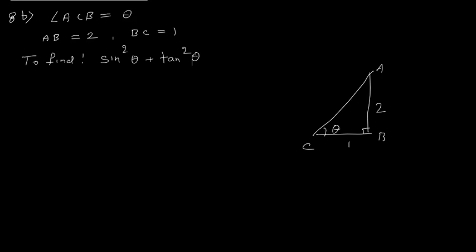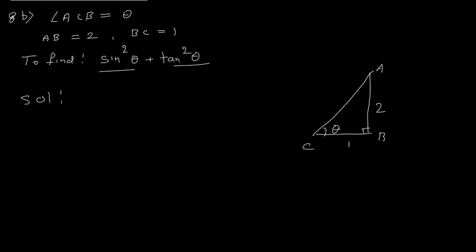Diagram is given. In this, angle ACB is theta, angle B is 90 degree, value of AB is 2, value of BC is 1. We have to find sin square theta plus tan square theta. So let us first find what is sin theta. So sin theta is equals to opposite upon hypotenuse. So we don't know the value of hypotenuse. So what we do? We first apply Pythagoras theorem.